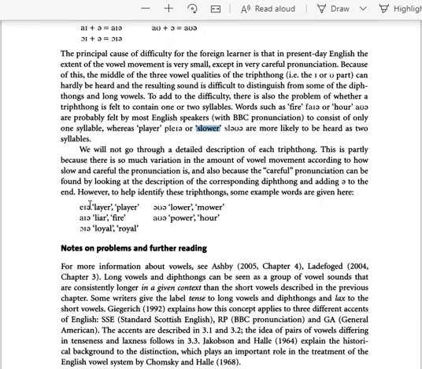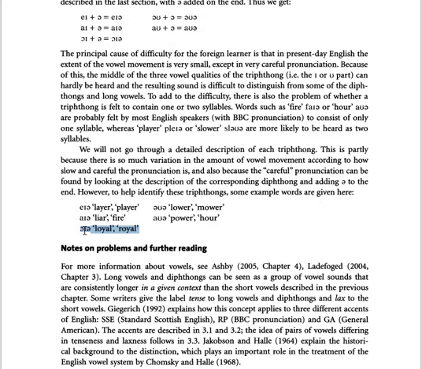For example, when we say player, layer, fire, lawyer, loyal, royal, and this is the triphthong, our, power, our, power.